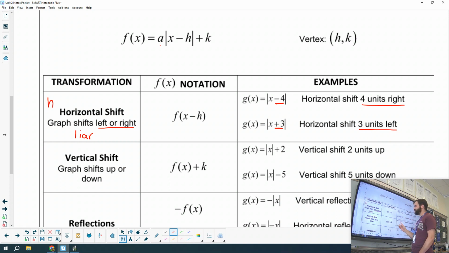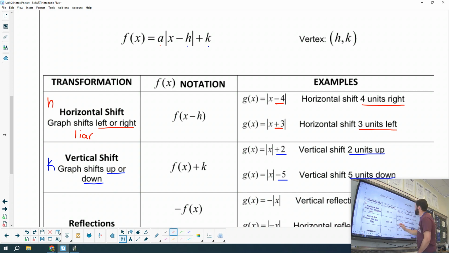Thankfully, the same isn't true for k. k tells us the truth. So here's our k value, and k controls our up or down shift. So if my k is 2, then we're going to go 2 units up. And if my k is -5, we're going to go 5 units down. So hopefully you can see that relationship. So whenever we're looking at my equation altogether, we're going to be looking at my h, we're going to be looking at my k. All right?